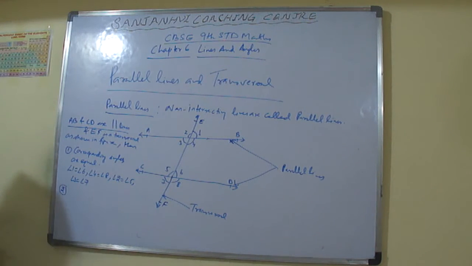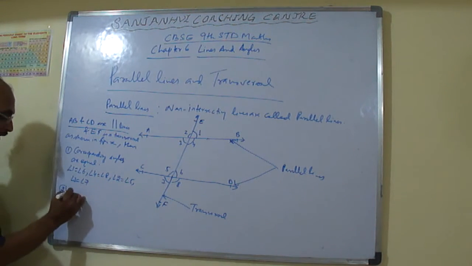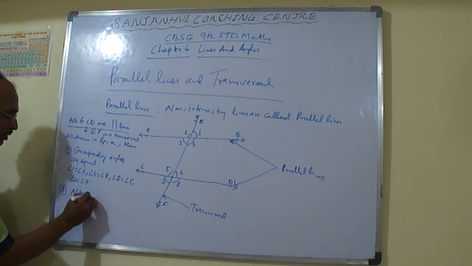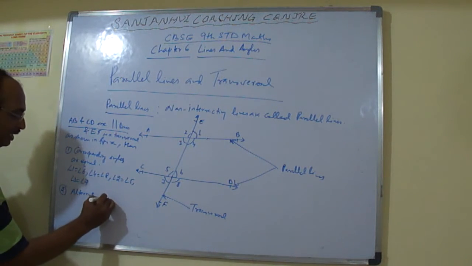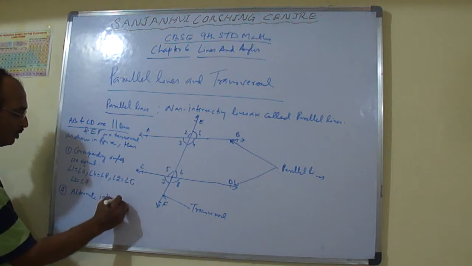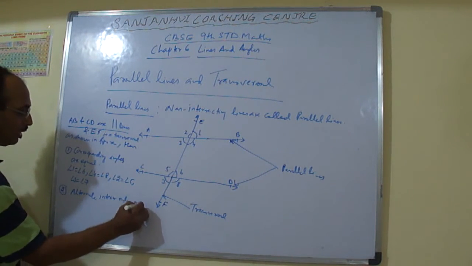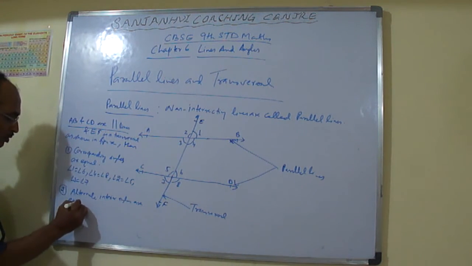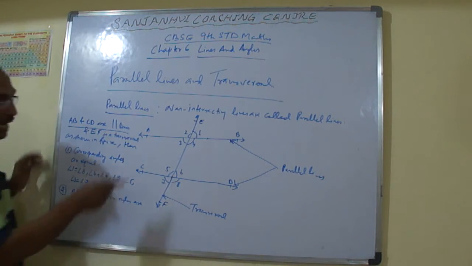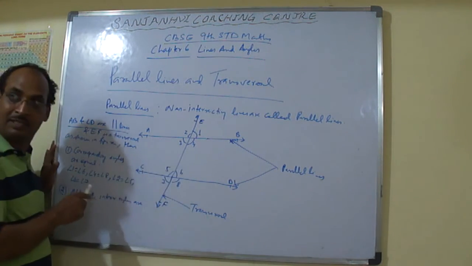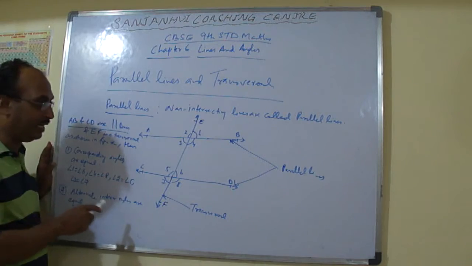Second point. Alternate interior angles are equal. That I will tell you which one it is. Alternate interior angles are equal. So angle 3 and angle 6 are called alternate interior angles.